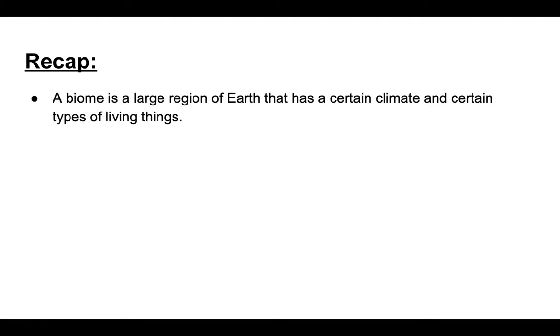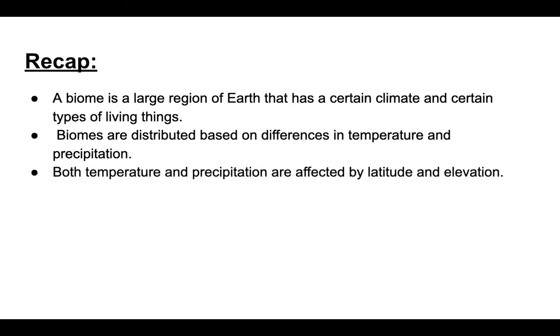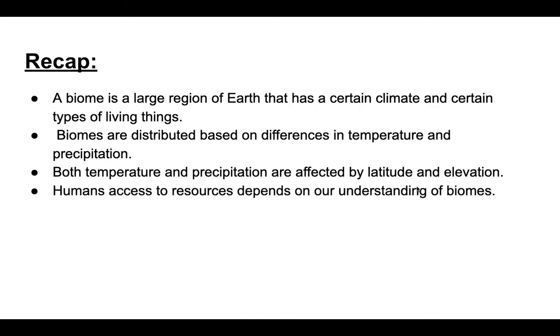Okay, so let's recap really quick. First off, a biome is a large region of Earth that has a certain climate and certain types of things that are living there. Next, biomes are distributed based on differences in temperature and precipitation. Next, both temperature and precipitation are affected by latitude and elevation. And then finally, human access to resources depends on our understanding of biomes.